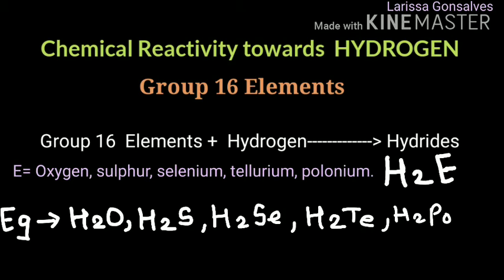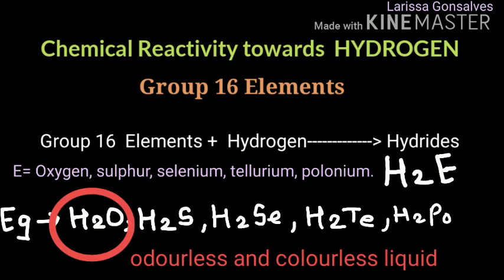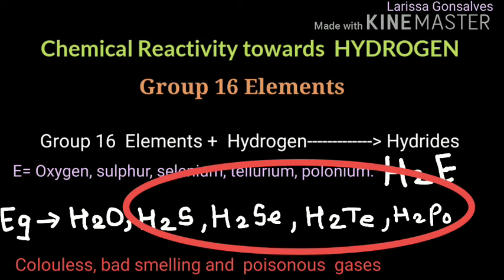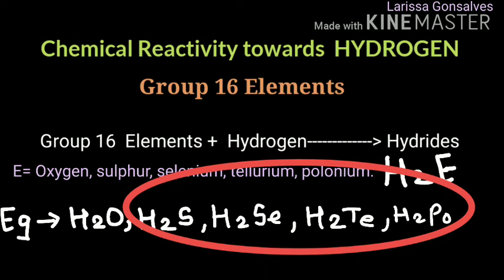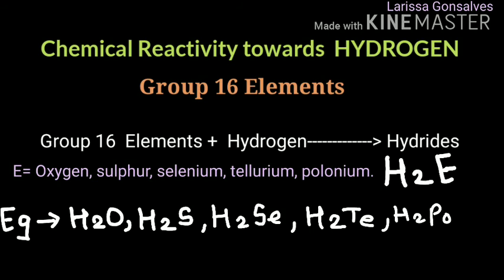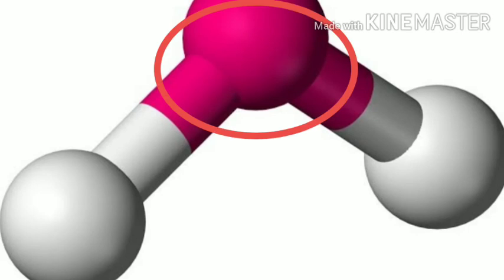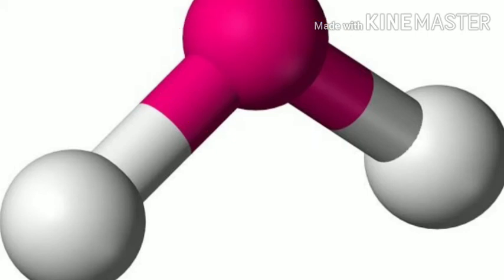Out of these hydrides formed, H2O, which is water, is an odorless and colorless liquid, whereas H2S, H2Se, H2Te, H2Po are colorless, bad smelling and poisonous gases. All the hydrides formed have an angular structure and sp3 hybridization around the E atom, that is the element. The element will be placed in the center, so E is the central atom.